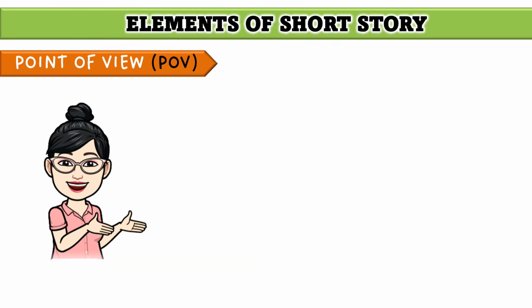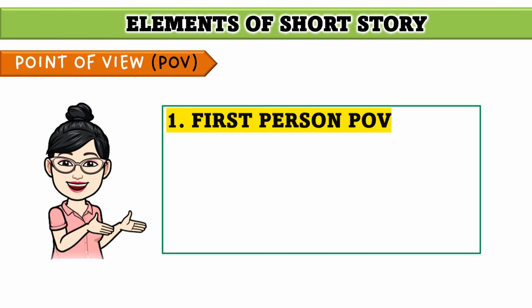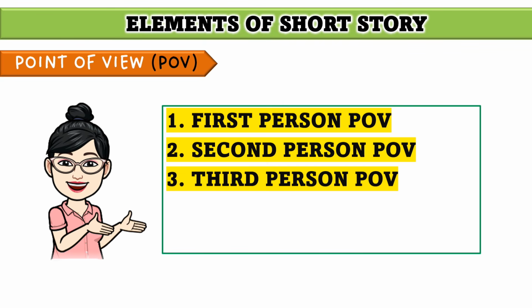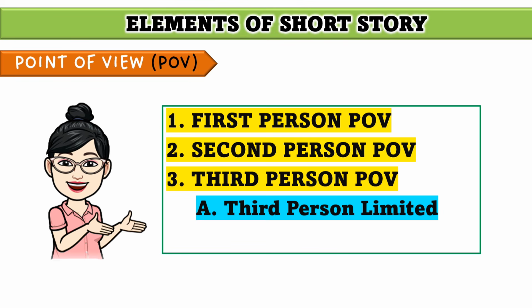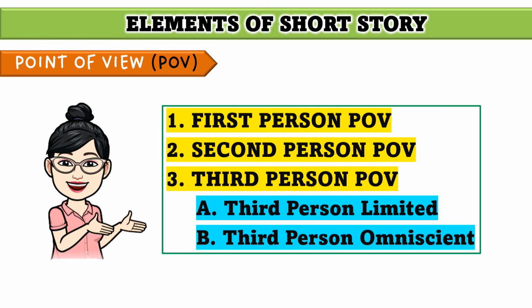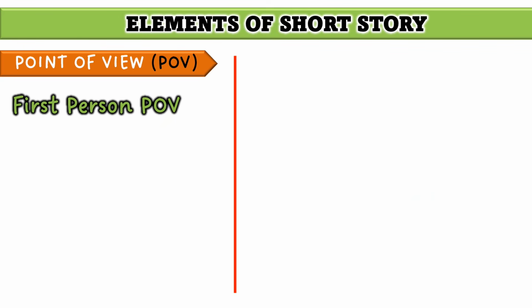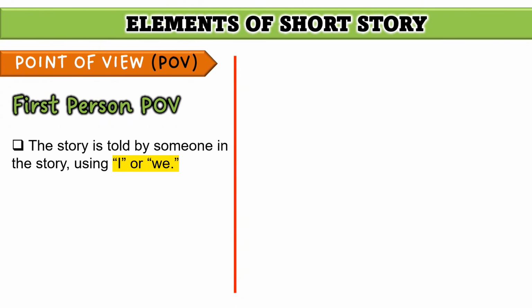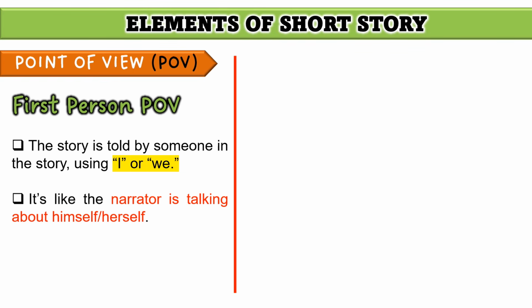POV has three main types: first person, second person, and third person. Third-person point of view is further classified into third-person limited or third-person omniscient. Let's discuss each. First person. The story is told by someone in the story, using I or we. It's like the narrator is talking about himself or herself.